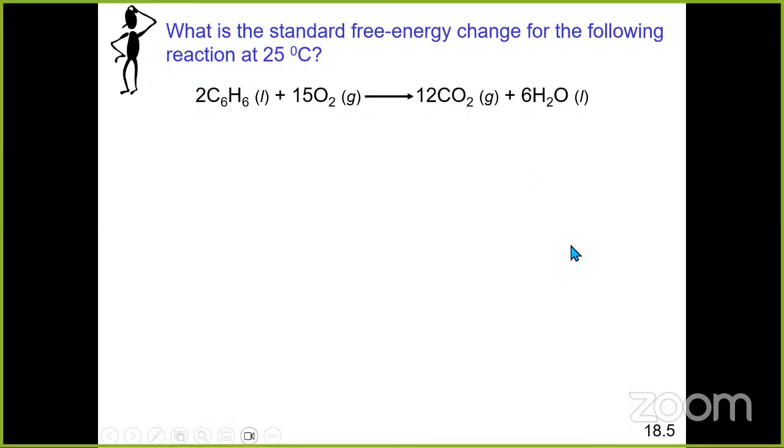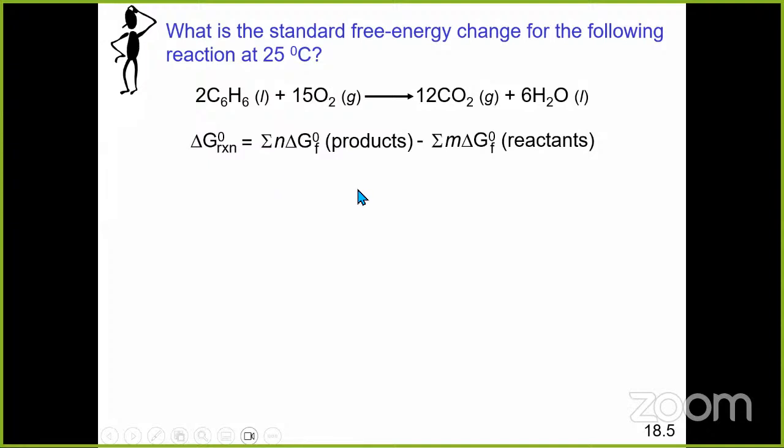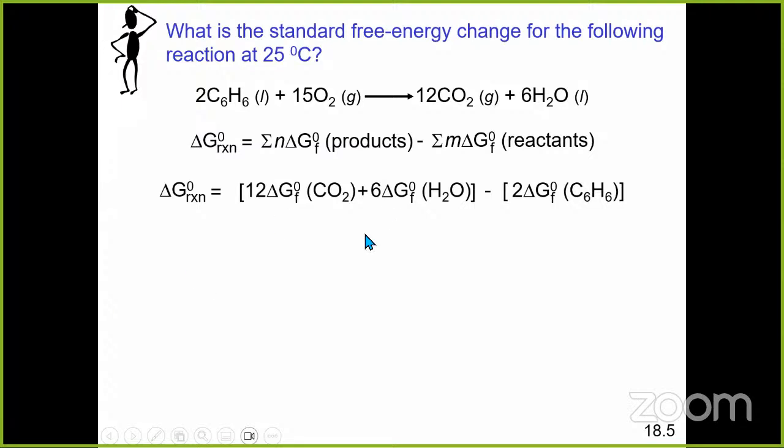Okay, so based on what we have just discussed, you should be able to do this question. What is the standard free energy change for the following reaction? And it gives you the equation right here. So what you'd have to do is, of course, remember that the free energy of the reaction is equal to the sum of the standard free energy of the products minus the sum of the standard free energy of the reactants, right? So we set up this equation here. Again, you multiply each of the free energy values by their respective coefficients. This would represent the state of affairs for the products.